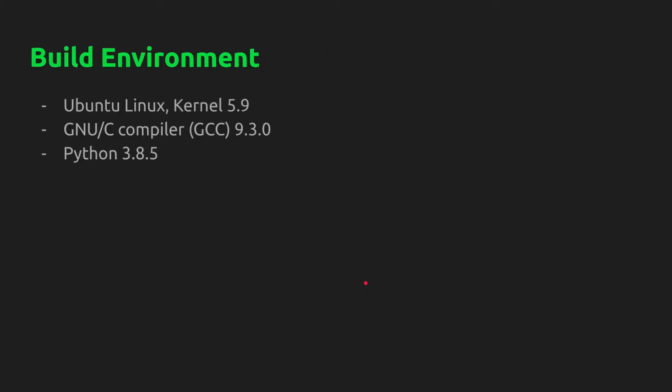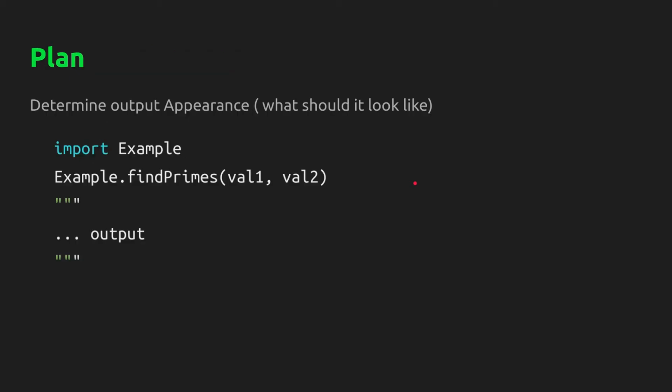You made it this far. Let's keep going. Let's talk about the build environment for a second. So I'm using the Ubuntu distribution. It's stable enough for me. Kernel 5.9. I've got the GNU C compiler on here, 9.3.0, and I've got Python 3.8.5 running for me right now. And that's really all I've got as far as build environment. I think that's really all you need for this. So let's keep moving.